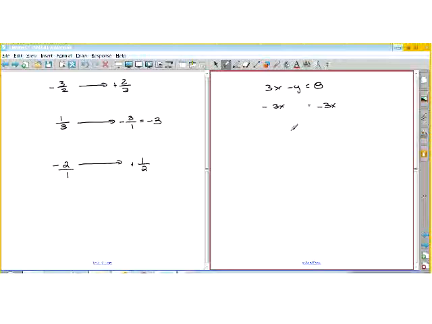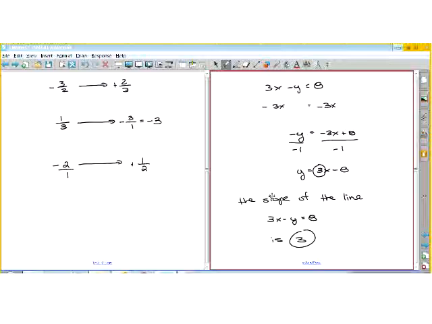So that's going to go to 0. 3x minus 3x is 0x, which is 0. And then you bring the negative y down. So we get negative y equals negative 3x plus 8. And then you divide by negative 1. So you get positive y is equal to positive 3x minus 8. So the slope of the line 3x minus y equals 8 is 3.